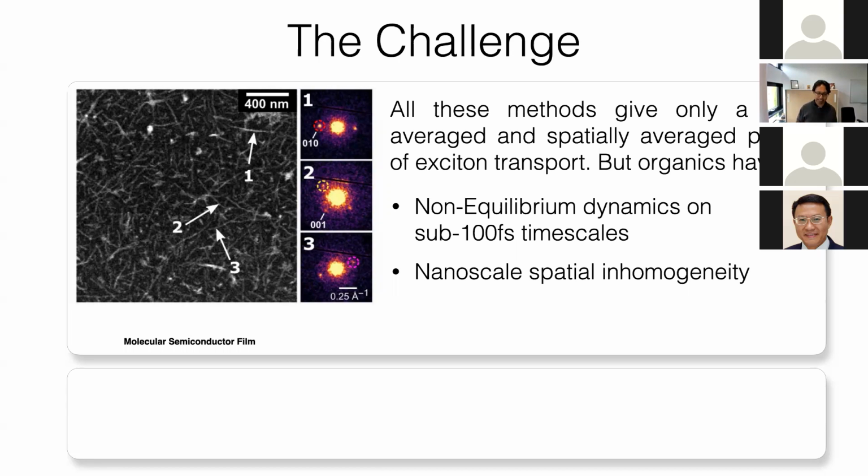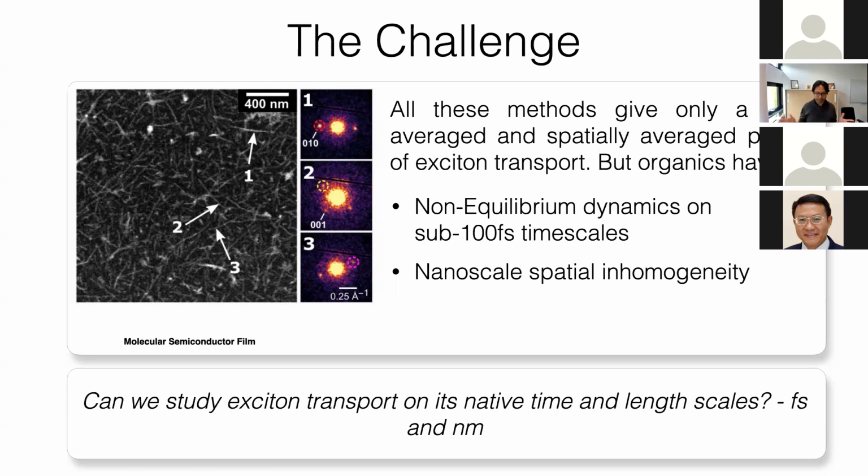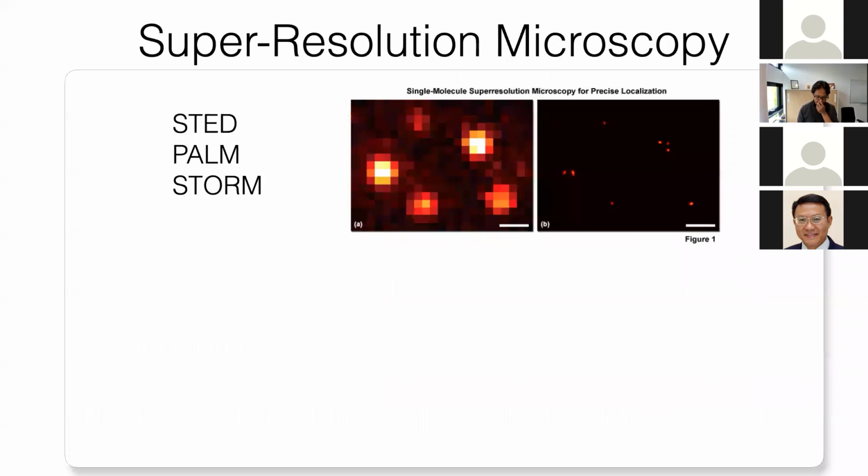So really what we need is methods which can bridge this gap, right? What we need to study exciton transport is a method that can watch excitons, image them on femtosecond timescales and with nanometer spatial resolution or spatial precision, okay? So that we could actually look inside our organic semiconductor films and follow the excitons from the moment you create them to the moment they decay, watch their entire trajectory and figure out what's going on, right? So that's our challenge. Can we develop a microscopy method that can do this?